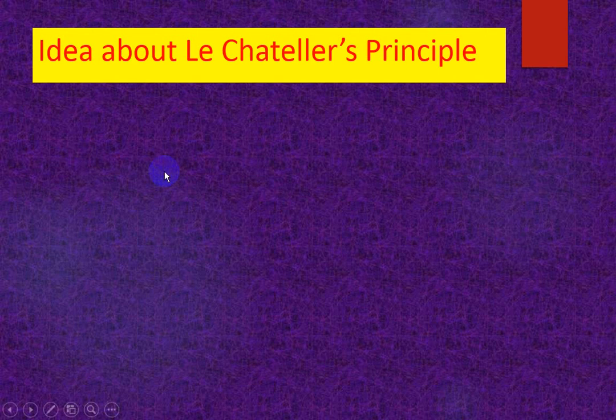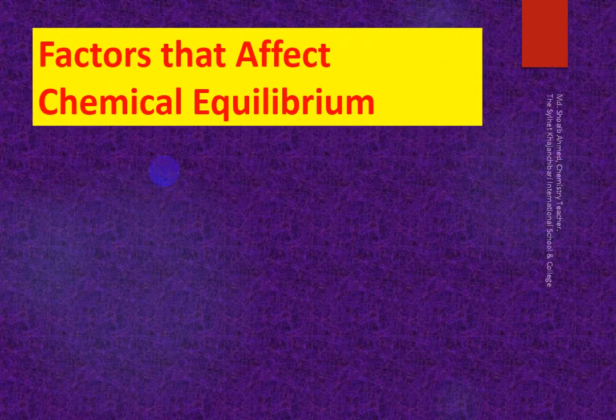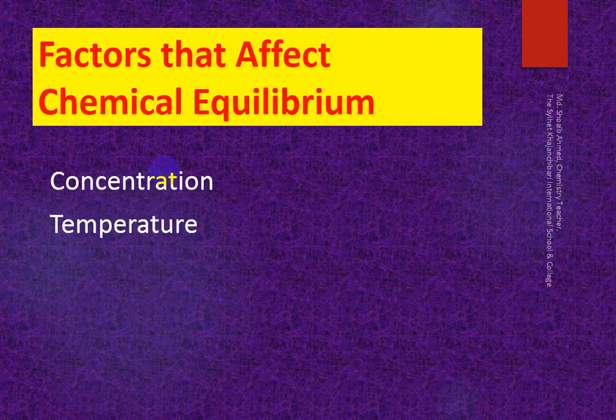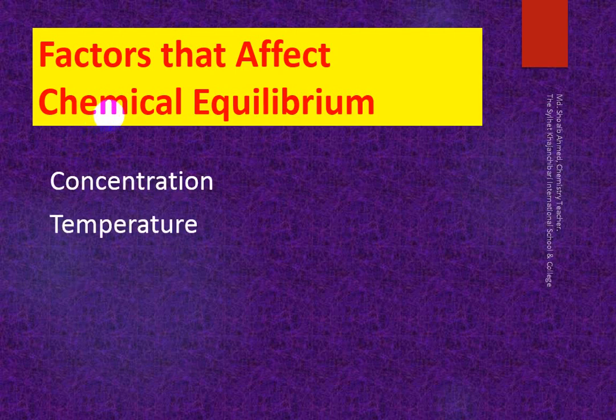The factors that affect chemical equilibrium are concentration, temperature, pressure, and catalyst. So what are the factors that affect the chemical equilibrium? Concentration, temperature, pressure, catalyst.